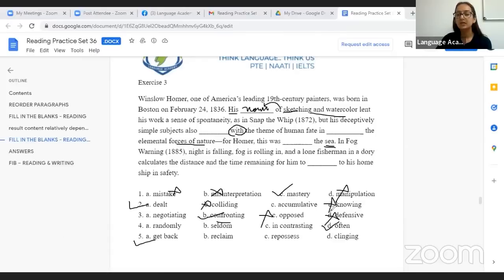The first one, we did not need a negative word, so there's no point selecting negative. So we'll go with mastery. Second, we need a verb that goes with the word with, and out of the four options, only dealt goes with the word with.